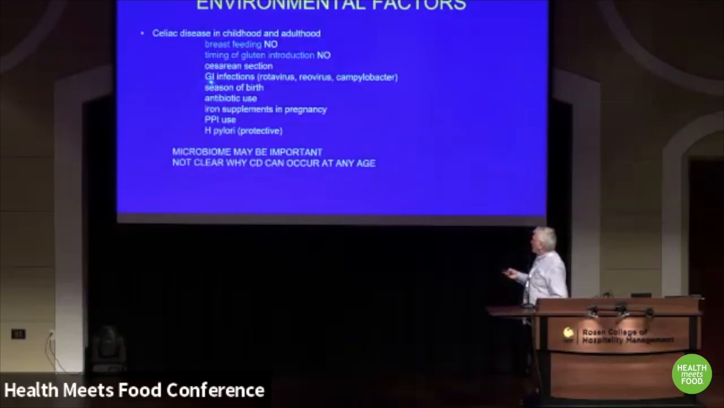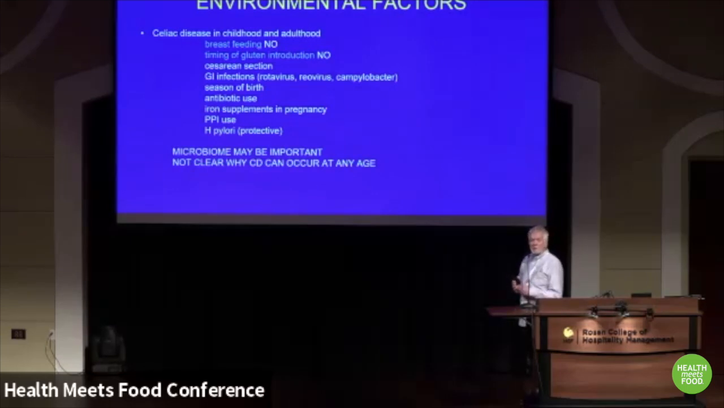Being born in the summer in the Northern Hemisphere increases the risk. And that's thought to be because the children are weaned and start to have gluten in the winter when they get their first infections, either upper respiratory tract infections or maybe gastroenteritis. Any antibiotic use. Women who take iron supplements in pregnancy have an increased risk of giving birth to a child who will later develop celiac disease. Any proton pump inhibitor use increases the risk of someone getting celiac disease.